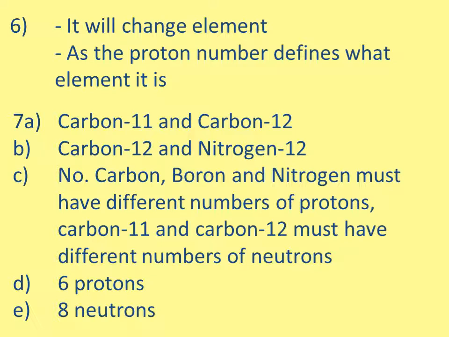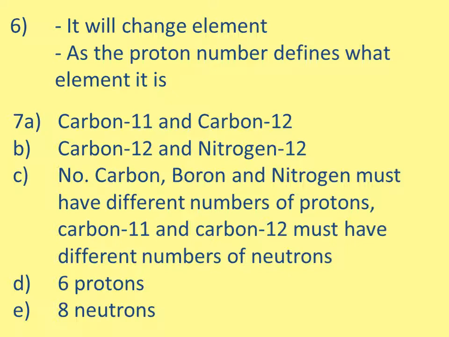Question B. Which two have the same number of particles in the nucleus? That's carbon 12 and nitrogen 12. Now the 12 represents how many protons and neutrons there are in the nucleus. So carbon, there are 12, and nitrogen, there are 12. They have different mixtures, different combinations of protons and neutrons, but the total number in the nucleus is 12.